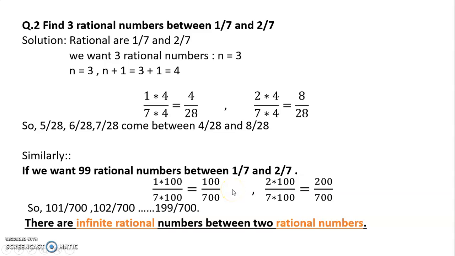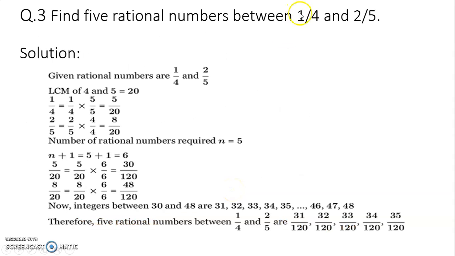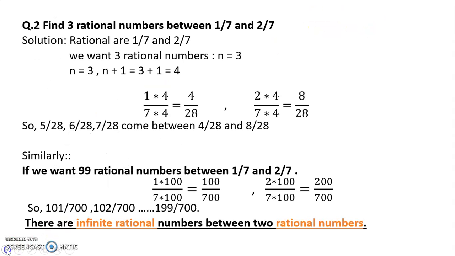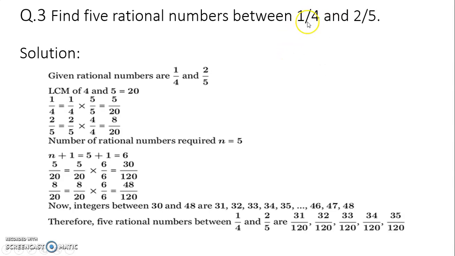Let's see one more example. Now let's change the denominator. Till now we have seen with the same denominator we have to just multiply the numerator and the denominator. In the next question it is said that find 5 rational numbers in between 1 by 4 and 2 by 5. So here the denominators have changed.